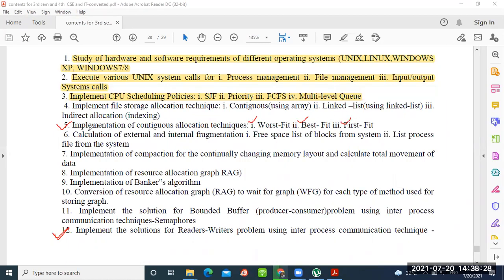So we have already learned the concept. I will explain the conceptual part once again, then we will write a C program for this, and whatever problems we have discussed in our class, we will see whether we are able to implement them or not. Okay, so if you see the list of experiments we have performed till now, let me highlight what we have completed.